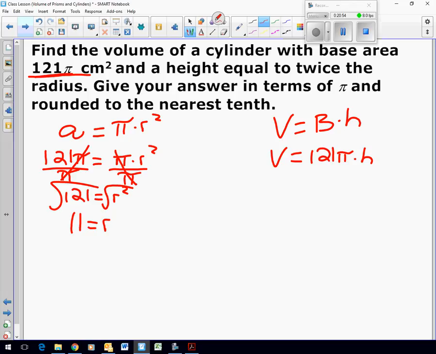Faith, if the radius is 11 and the height is twice the radius, how much is the height?